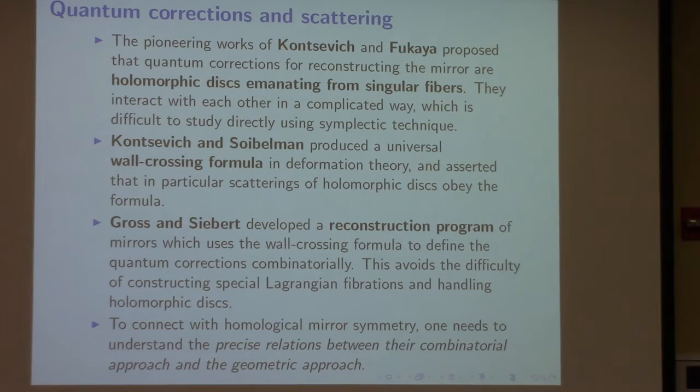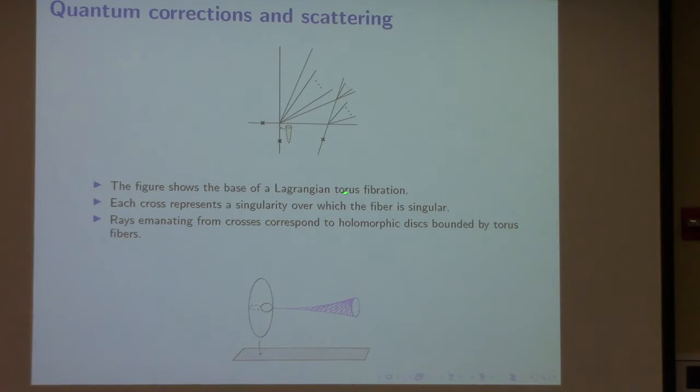So to connect SYZ with homological mirror symmetry, one needs to understand the precise relation between their combinatorial approach and the geometric approach. This shows that the base of the Lagrangian torus fibration has crosses, and each cross gives a singularity over which the fiber is singular. And the rays emanating from the cross correspond to the holomorphic disks bounded by the cross.